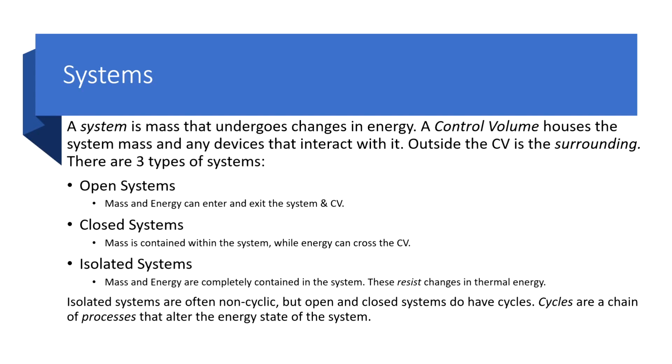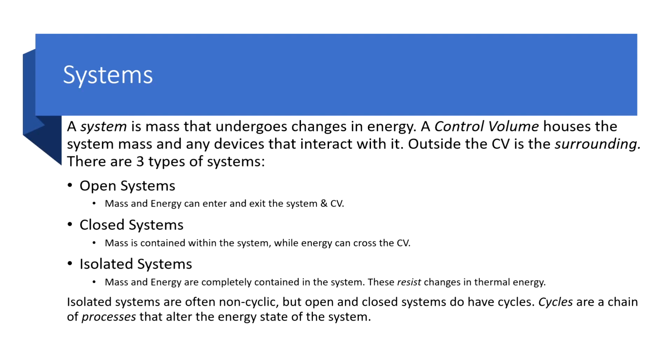An isolated system can be used for experiments like bomb calorimetry because it resists the changes in thermal energy. It resists the flow of energy going in or out. A perfect isolated system lets no energy in or out and lets no mass in or out. Now, aside from experiments, there's an example of an isolated system that you've probably used, especially if you put hot or cold liquids in a thermos.